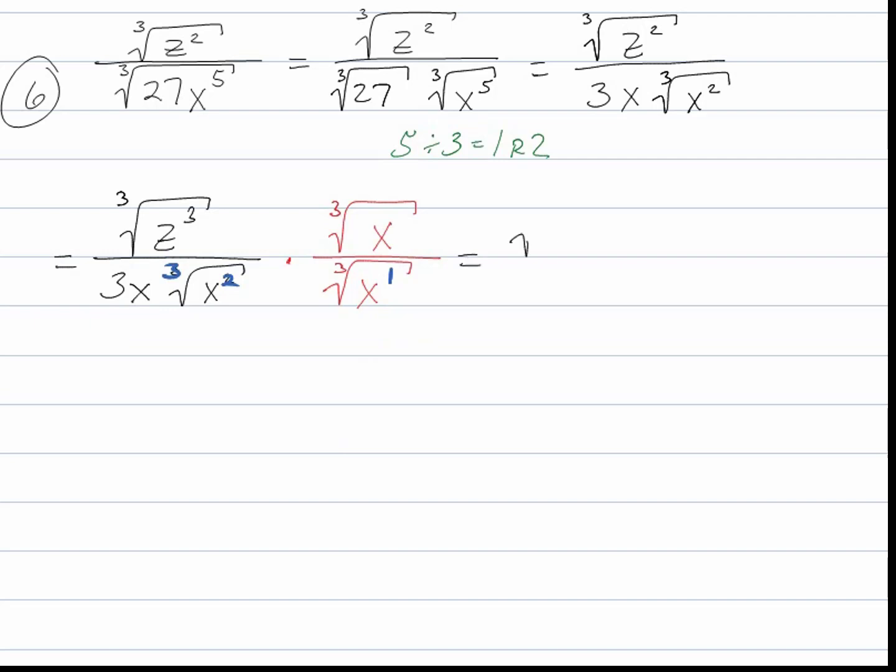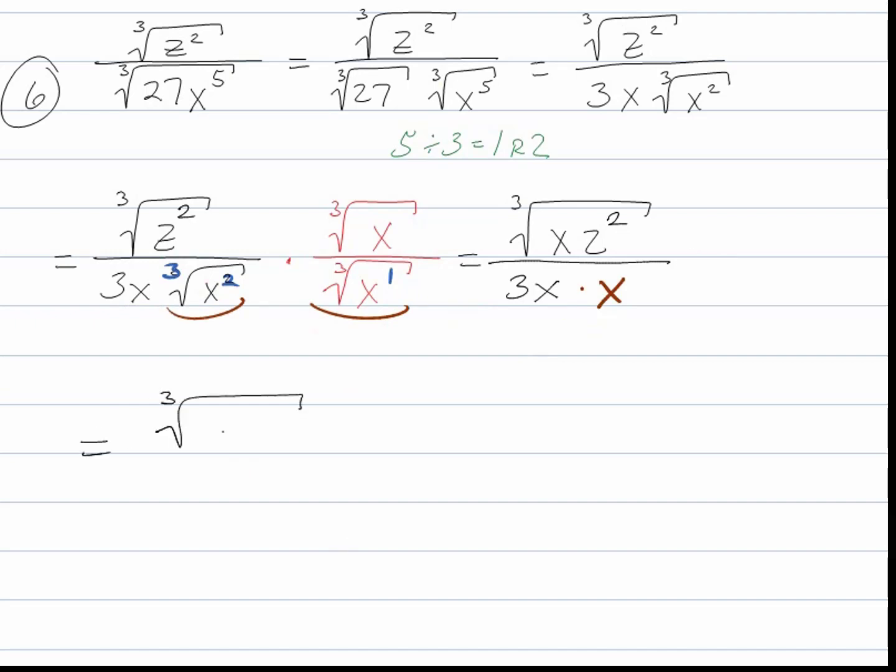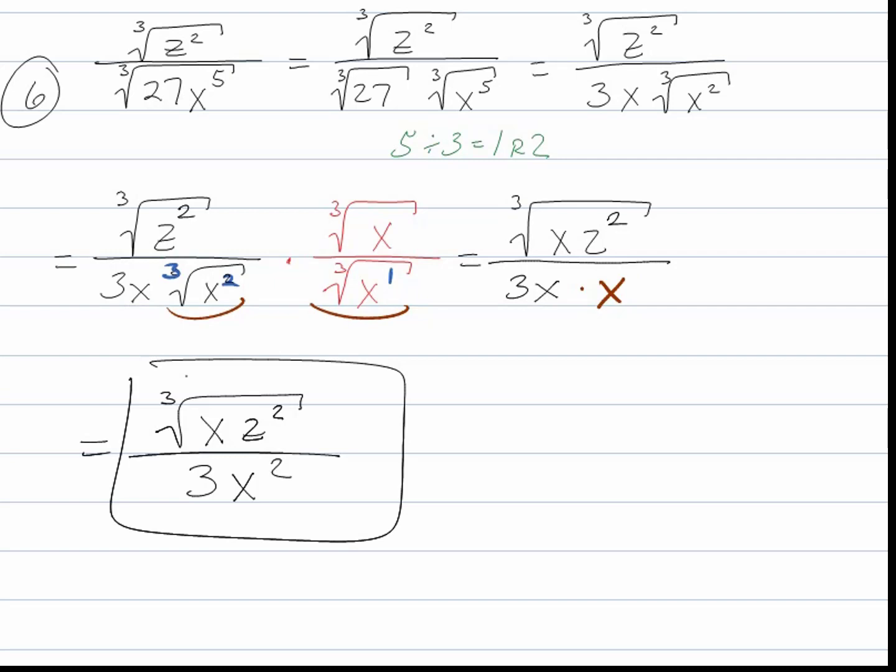So on the top, I've got a cube root, and under the cube root sign I have an x and a z. Oh, gosh, how did that happen? It's supposed to be a 2. So, an x and a z squared. Whew. And on the bottom, I have a 3 and an x, and then I have the cube root of x cubed, so I have another x here. So that x has to do with that. So now finally, I've got the cube root of x z squared all over 3x squared. I'm good to go.